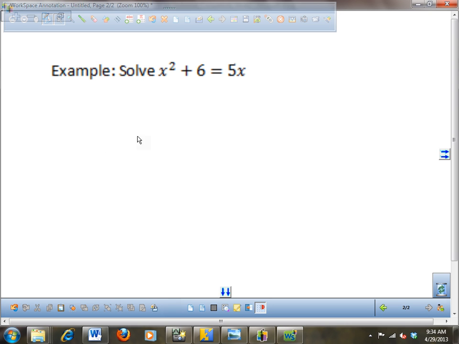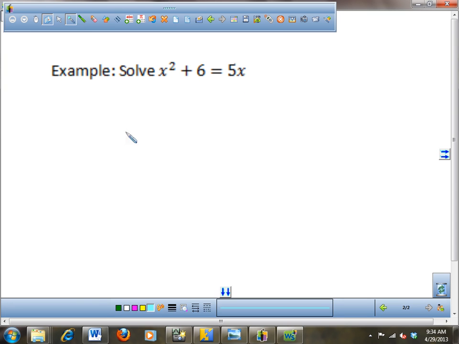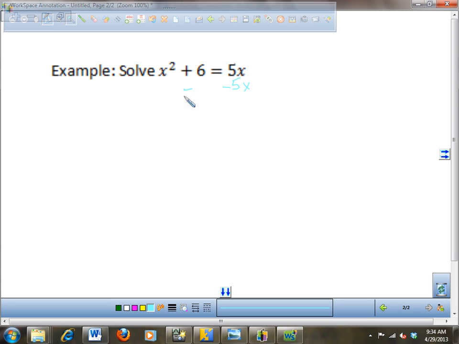Perfect. Okay. So the first thing you have to do with this type of problem is get this side equal to 0. So what I would do is subtract 5x from both sides, because you have to make the right side equal to 0. When I do that, I get x squared minus 5x plus 6 equals 0.